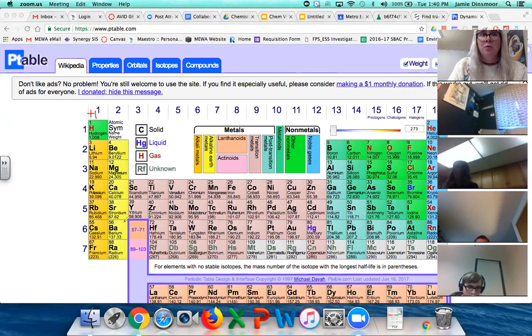So everyone in group 1 will have a +1 charge. Group 2, same concept, will have a +2 charge. Why? Because they have 2 valence electrons. Again, they need 6 electrons. They're not getting 6, right? So they're going to donate 2 electrons, lose 2 electrons, and then have a positive charge.